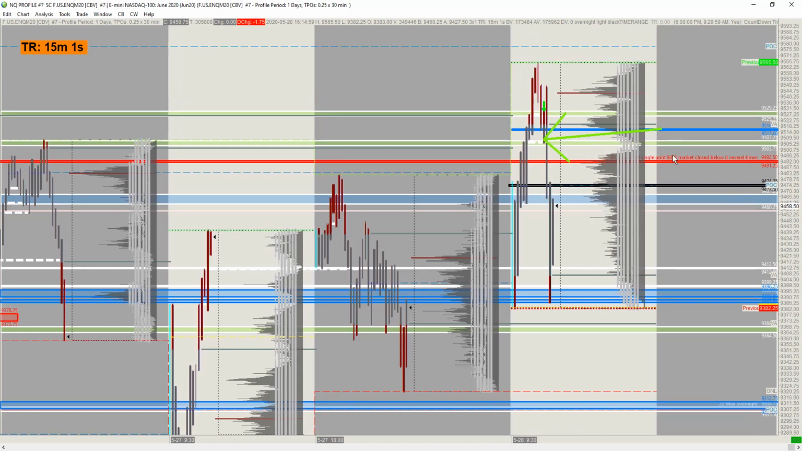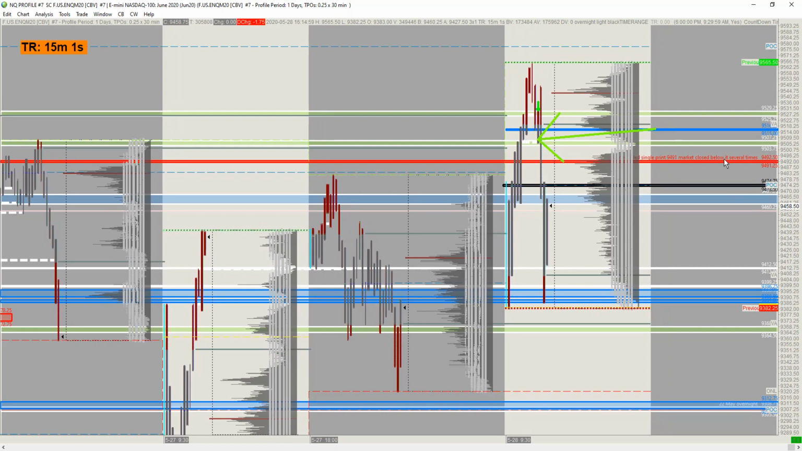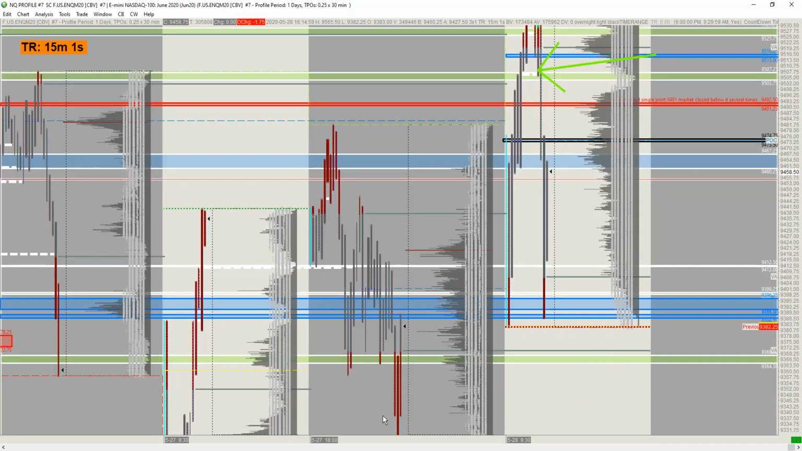This is a single print here, 94.91. Market closed below this area several times in the past, so I have it in red. I wanted to show that, and I said to myself, if the market, the FNQ Nasdaq, closes above this area, and I have this arrow here because it had a single print that occurred during the day, so that's what I was going to explain earlier.